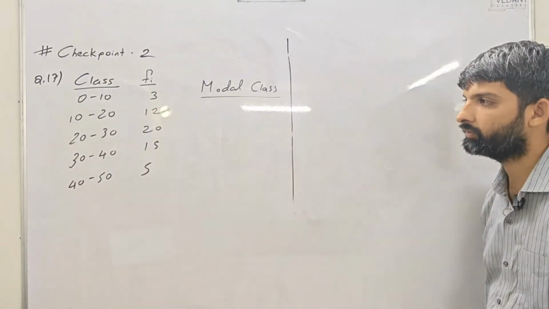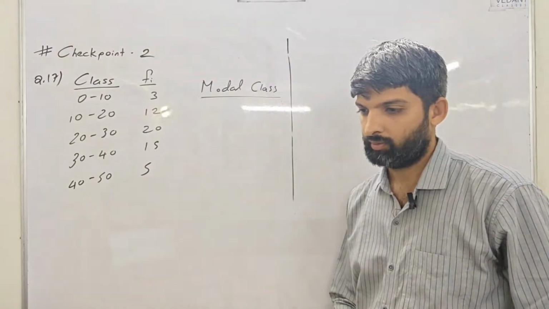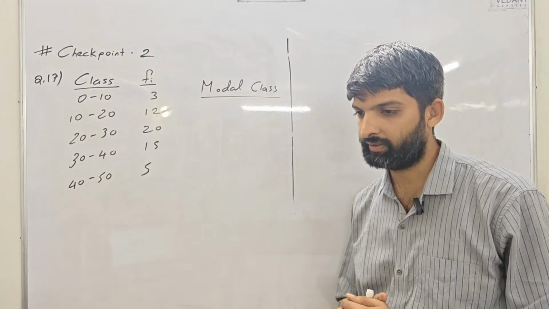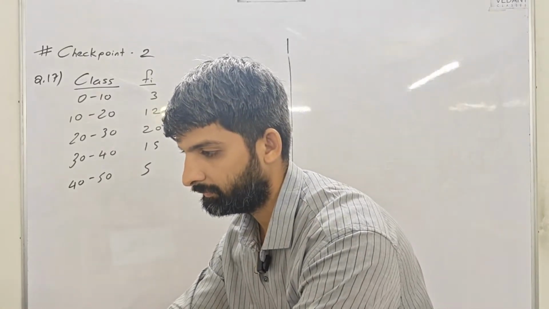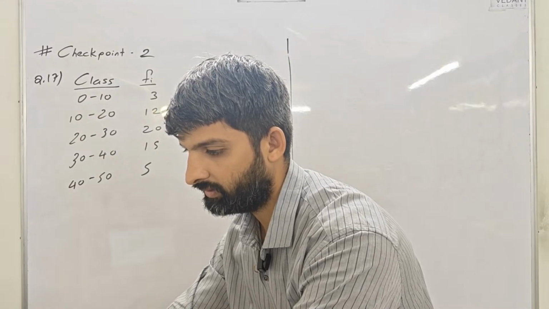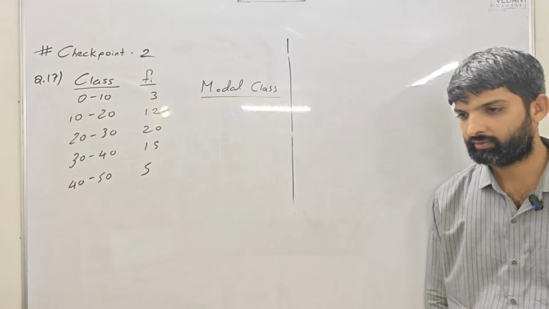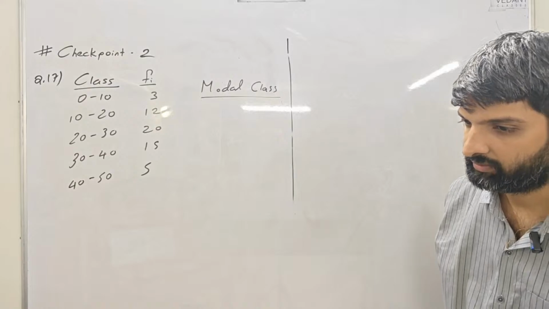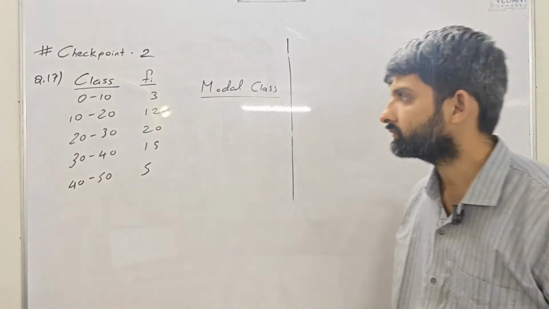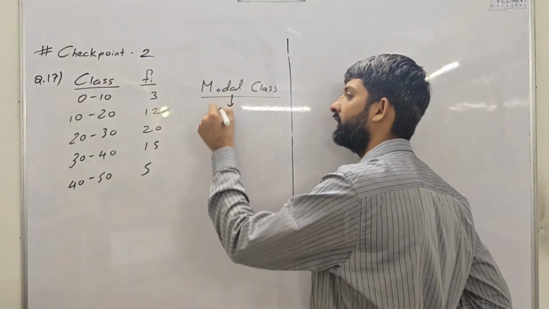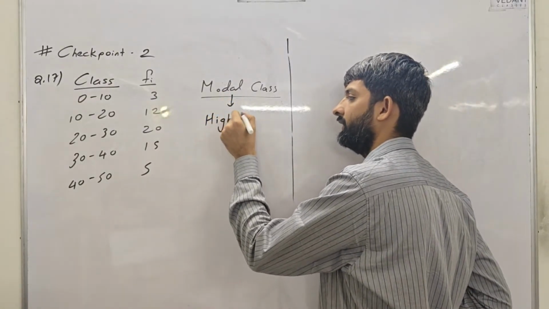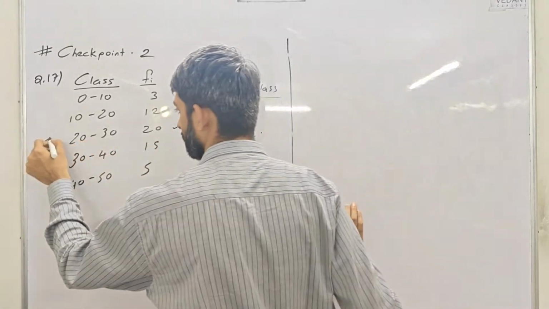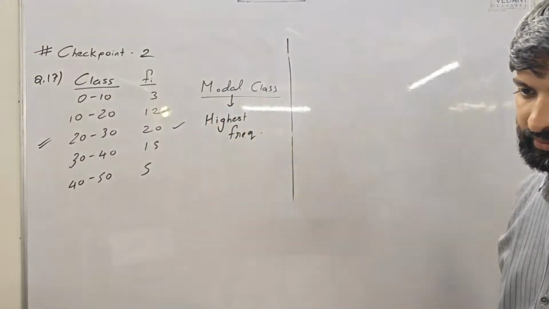20 to 30, okay, one response I got. 20 to 30, all right. 10 to 20, 20 to 30. Recently we have done this chapter. 10 to 20, okay. Now for the modal class, you just need to check the highest frequency. Where you see the highest frequency, that will be your modal class. So 20 to 30 is the right answer.